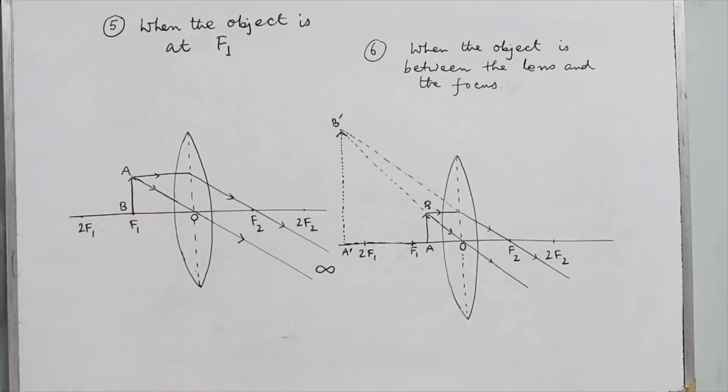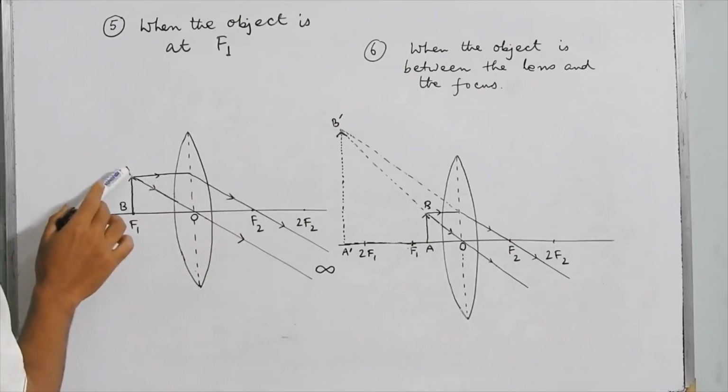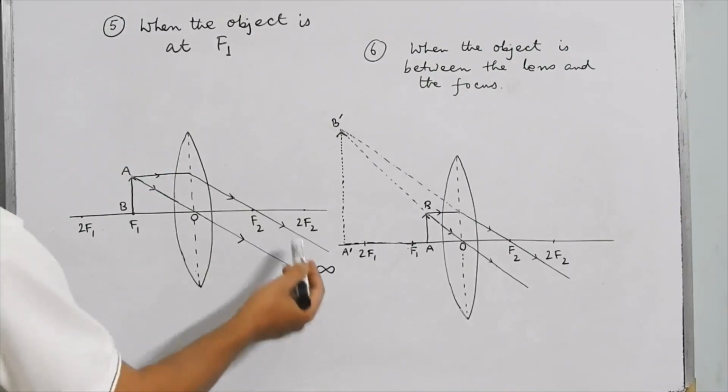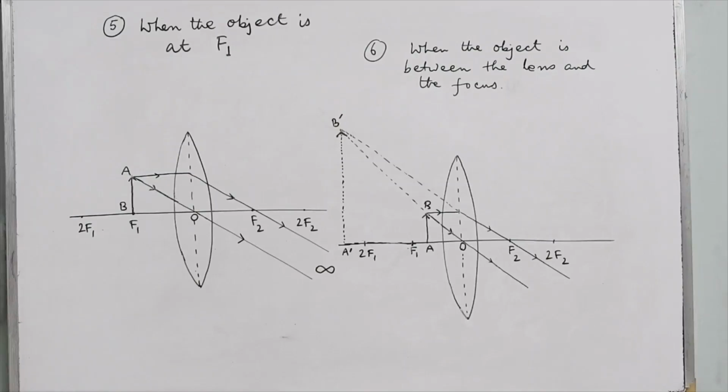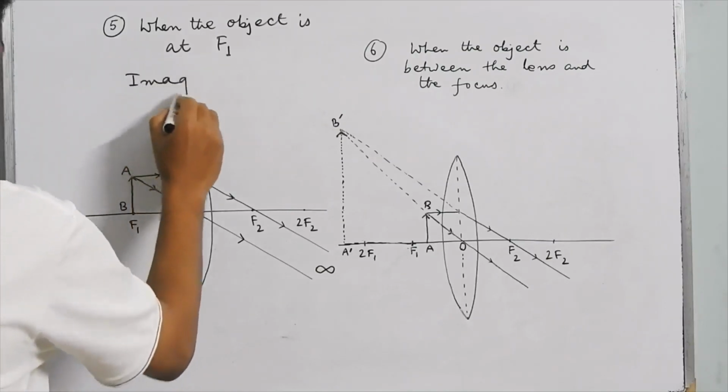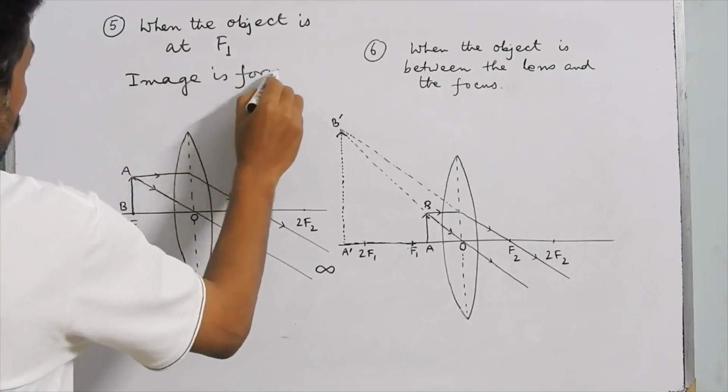We consider two sets of rays: a ray parallel to the principal axis, which after refraction passes through the second principal focus, and a ray along the optical center, which will pass through the optical center undeviated. And these two rays are almost parallel, and as you know, parallel rays do not meet, but we can assume that they meet after a very large distance, possibly at infinity, that means at a very large distance away from the lens. So the image is formed at infinity, that means very far away from the lens.